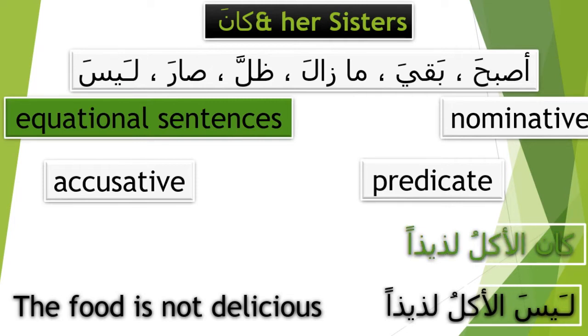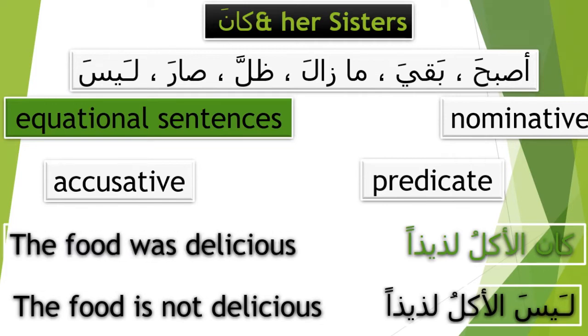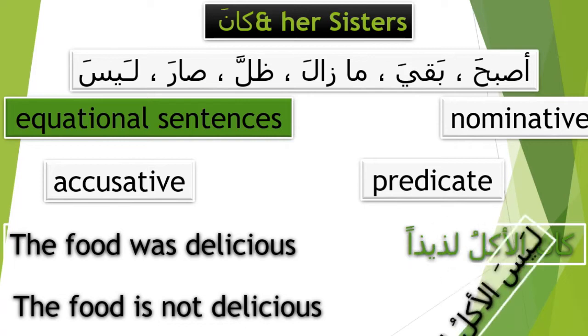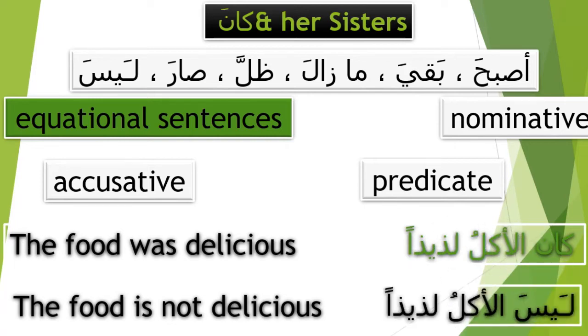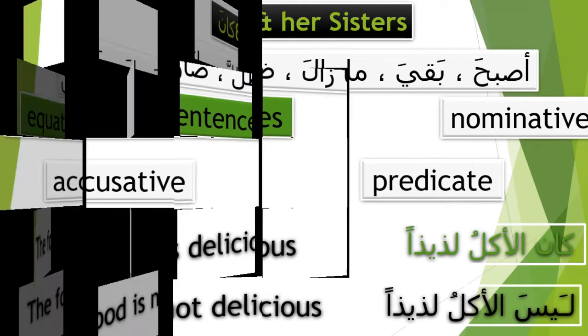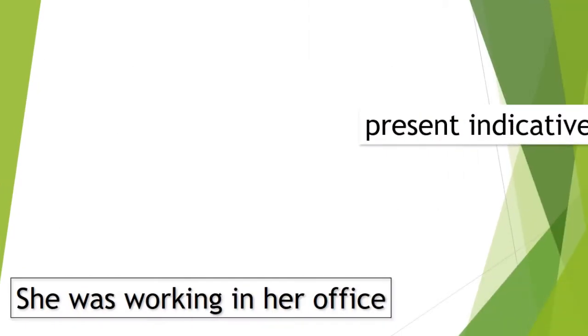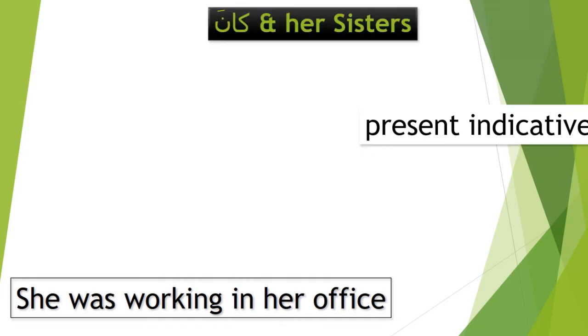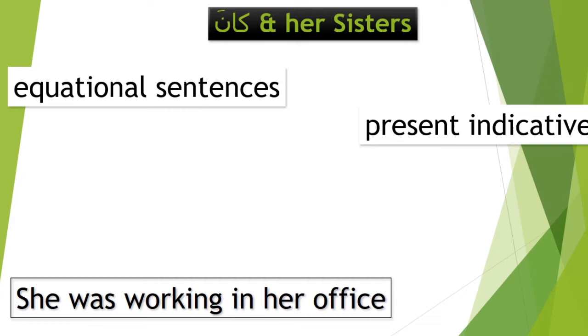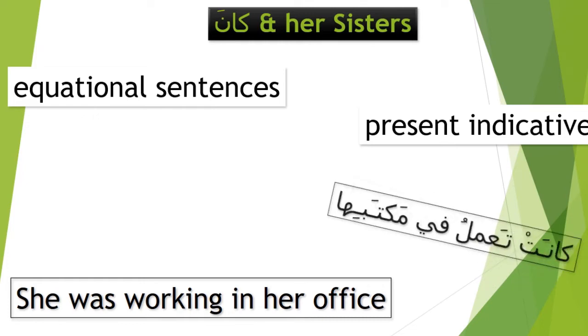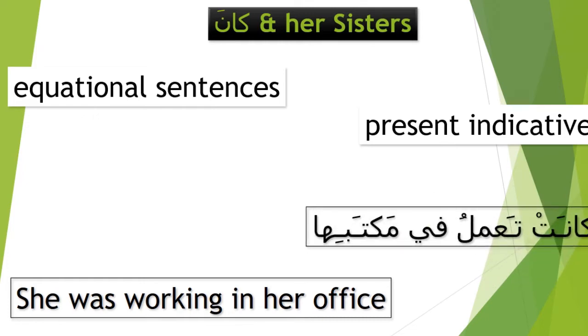You know that nominal sentences refer to the present time. The equivalent in past time is expressed by using the verb كان. We said earlier that كان and her sisters are used with the nominal sentences. However, they can tolerate the use of verbs after them. That verb has to be in the present indicative form, as in كانت تعمل في مكتبها. She was working in her office.